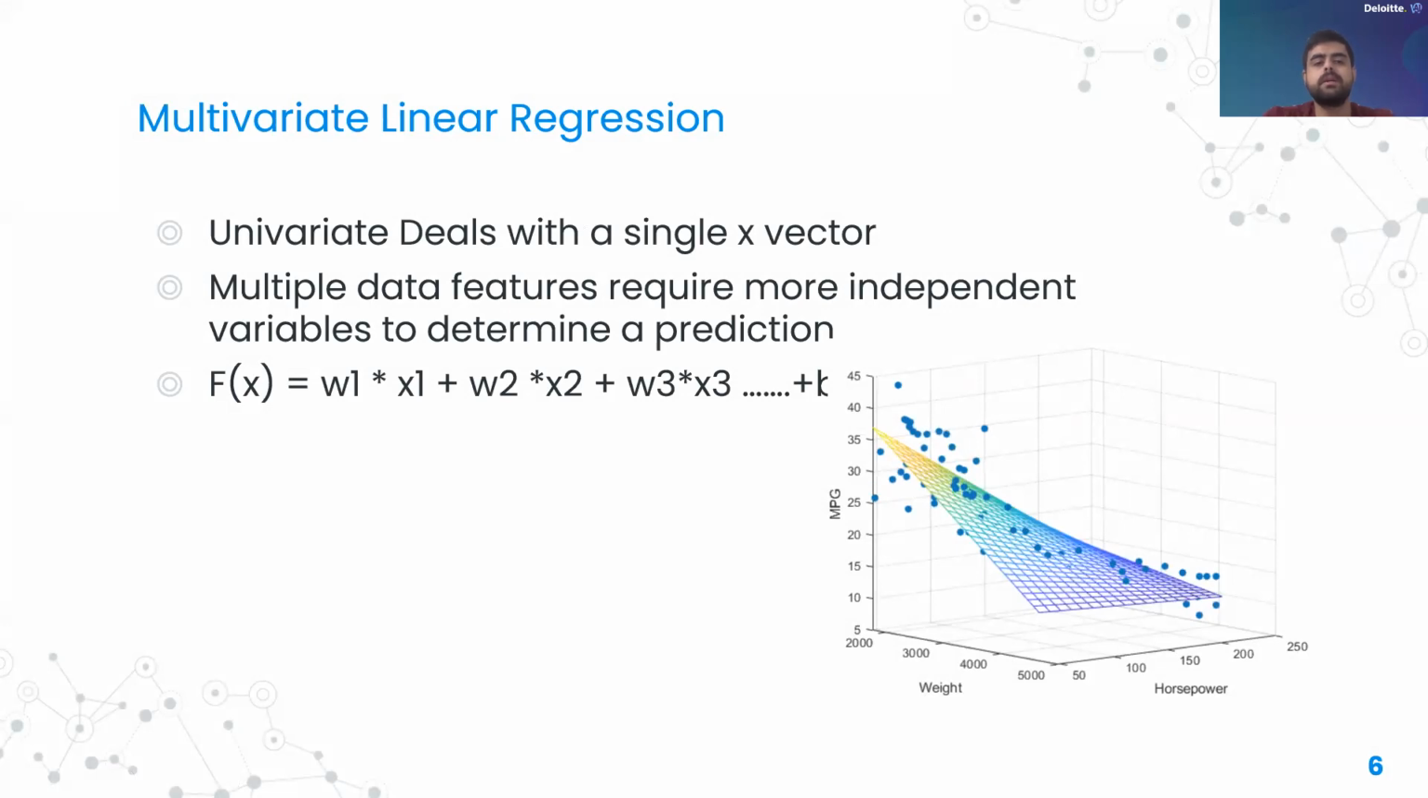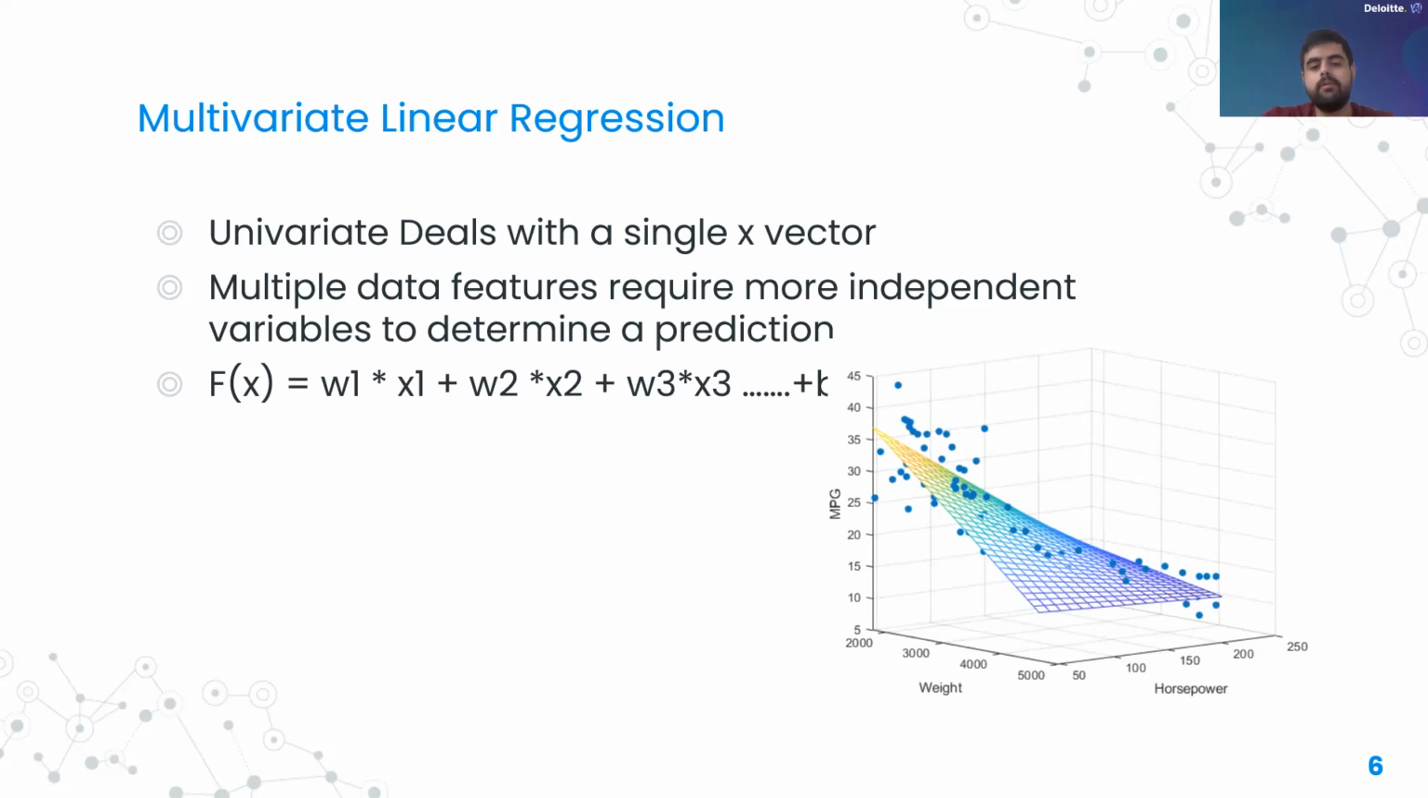And then there's the concept of multivariate linear regression. When we looked at that previous plot, we looked at what's called univariate, where you're dealing with a single x vector of data. If you look at any standard two-dimensional Cartesian graph, you have a y-axis and an x-axis. In that case, what you're comparing is one independent variable on the x-axis and trying to predict how that one independent variable affects the dependent variable on your y-axis.